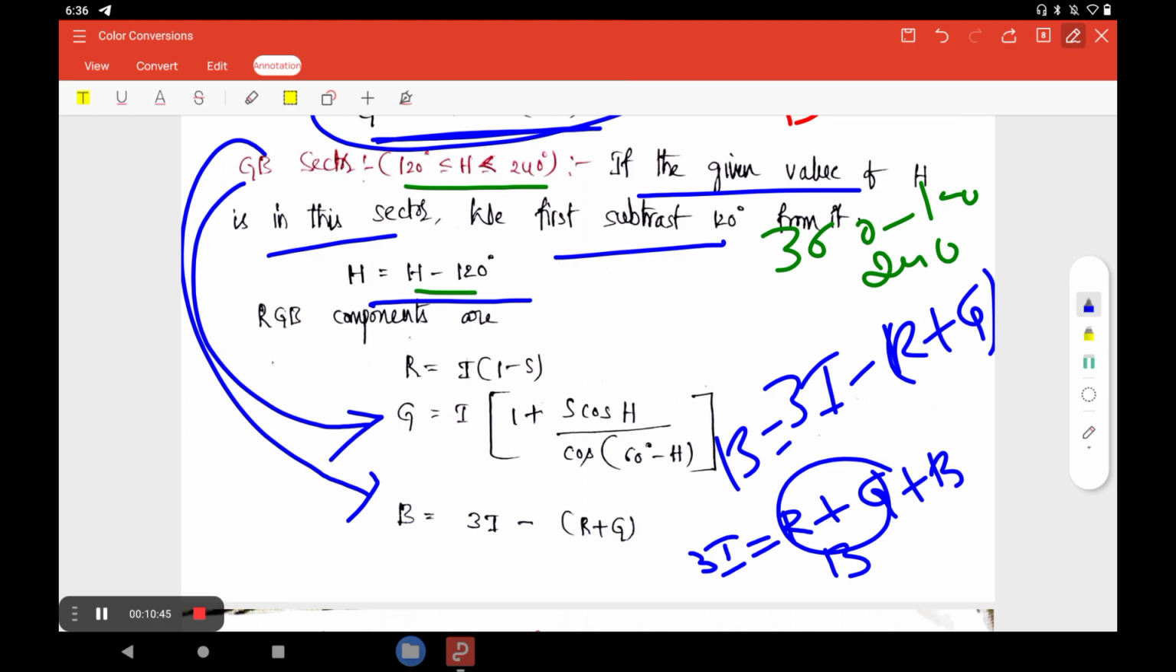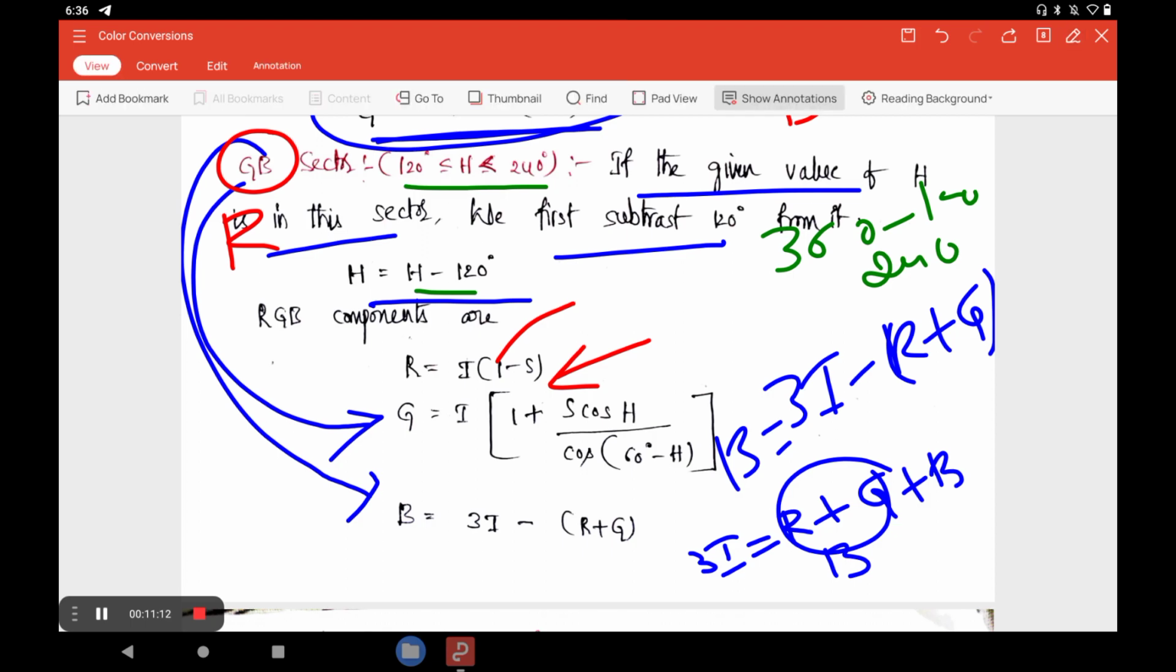At the same time, if you want to find the missing component here, in the GB sector the missing value is R. That means the R value is diluted. Diluted means the color is obviously subtracted from the white color. Therefore, 1 is pure color, and 1 minus S is subtracting that color, which gives rise to the R value. This is how you can remember the corresponding values very easily.